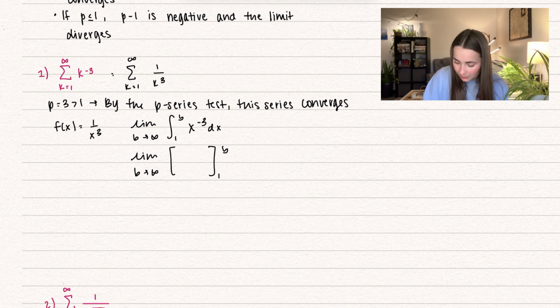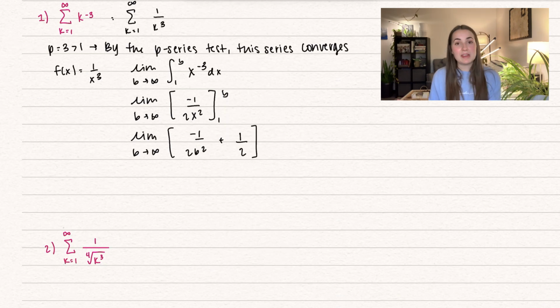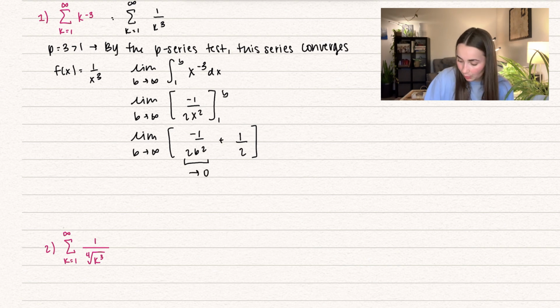So this becomes x to the negative 2 divided by negative 2 evaluated between 1 and b. But again, I'm going to rewrite that. So that's going to be negative 1 divided by 2x squared. So here we can go ahead and plug in upper minus lower. And notice what's going to happen. Since our p-value was greater than 1, what happens is that this right here, as b grows infinite, is going to approach 0. So this is equal to 0 plus 1/2, which is equal to 1/2.